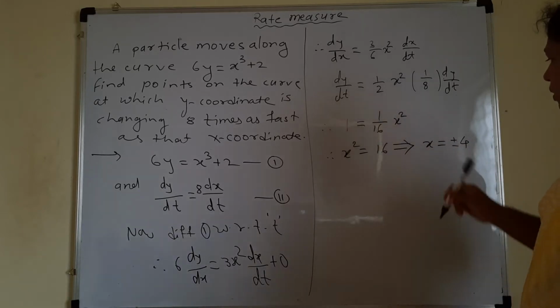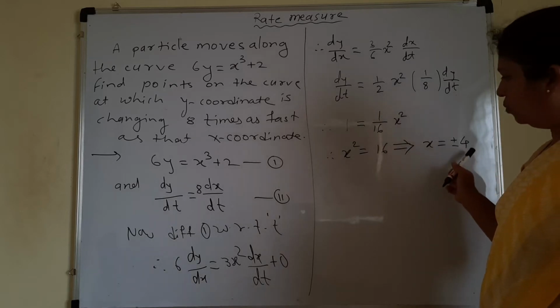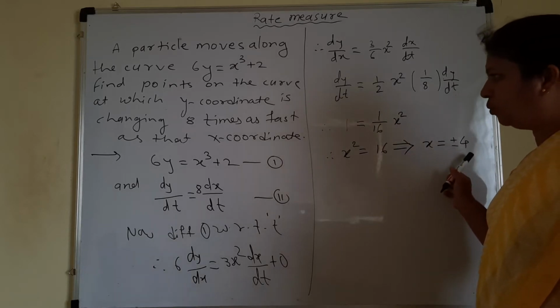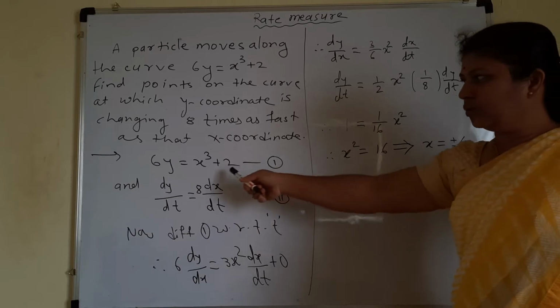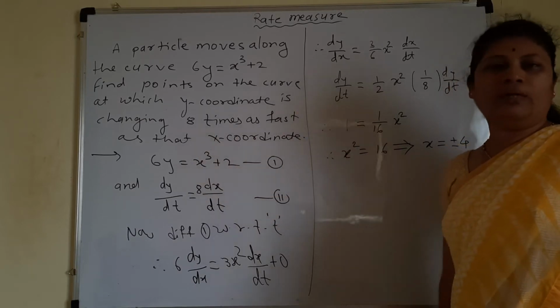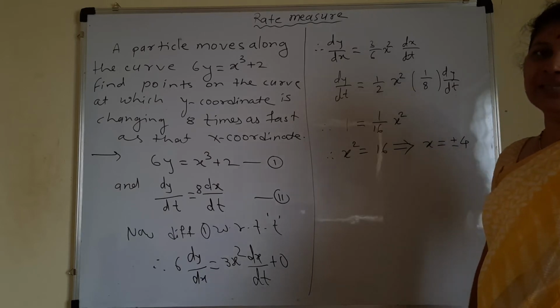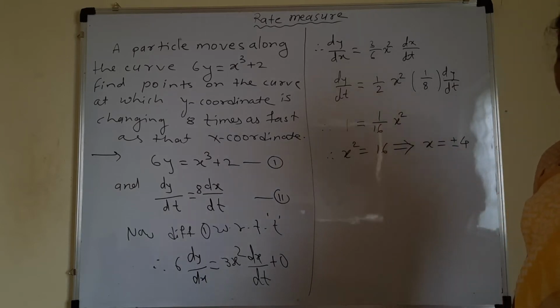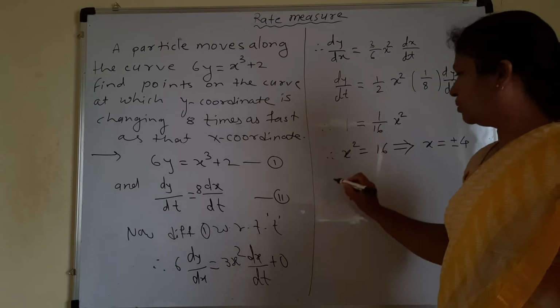Yes, x is equal to plus or minus 4. Now put x is equal to plus 4 and x is equal to minus 4 in equation 1, so that you can have the value of y. We have to find the x, y coordinates of that point. Okay, so put x is equal to 4.